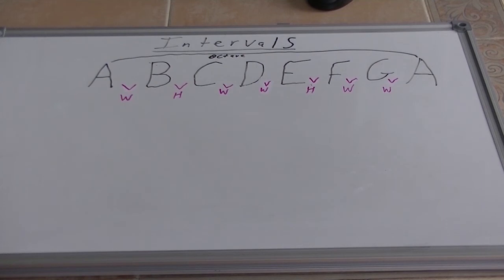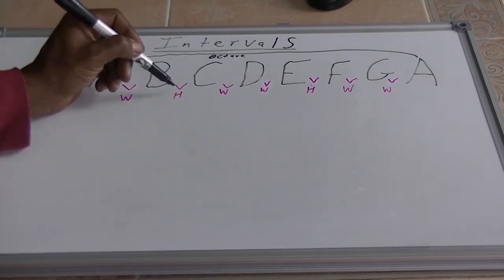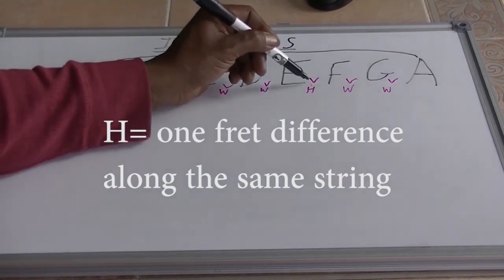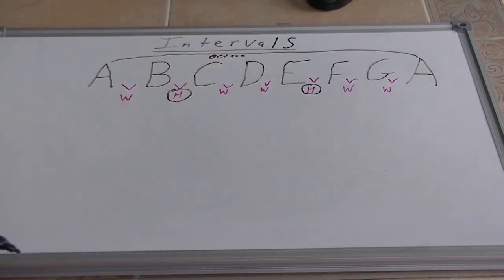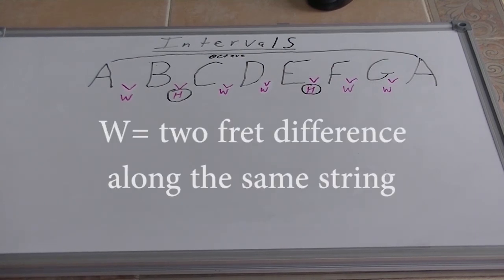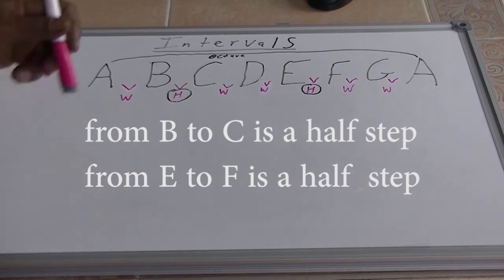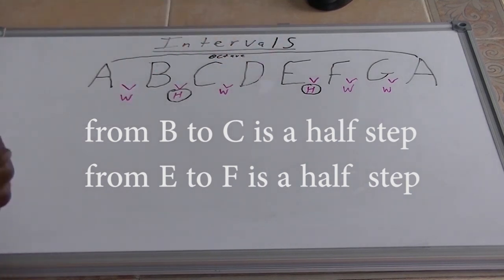And I think more importantly, what I can see is that the interval between the notes B and C is a half step. And I can also see that the interval between the notes E and F is also a half step. And everything else is whole steps. So by observing these two exceptions between the notes B and C and E and F, where the interval is a half step, all the other intervals are whole steps.